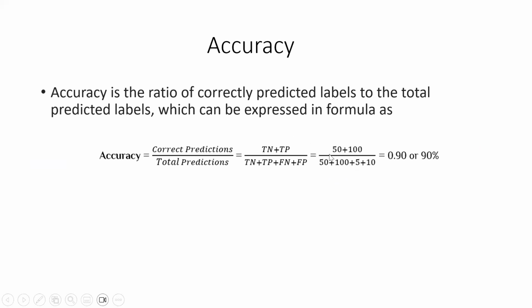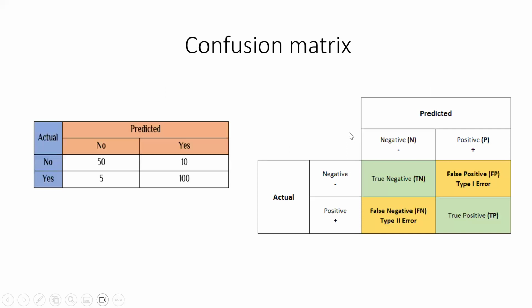So in our case, true negative plus true positive is 150, divided by 165, which comes to around 90 percent. So accuracy is 90 percent. That means the X-ray correctly predicted the fracture 90 percent of the time. 90 percent of the time, the X-ray predicted the fracture correctly.